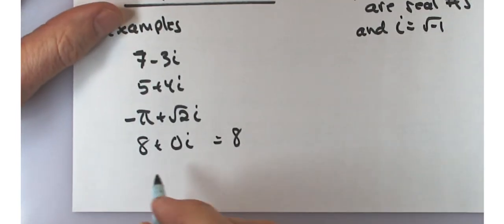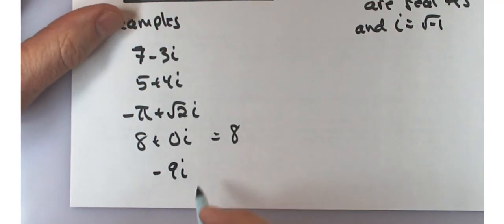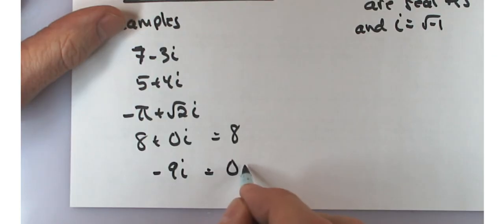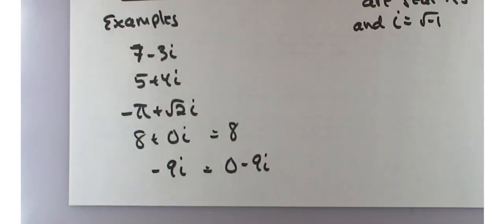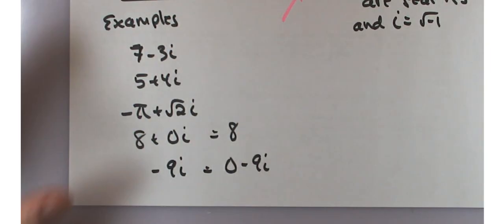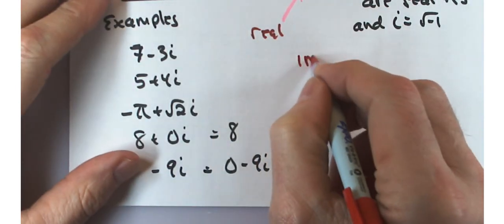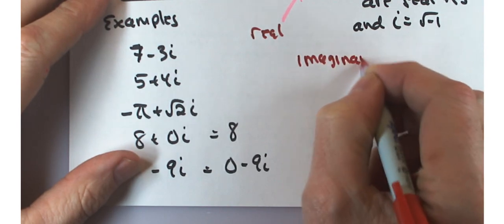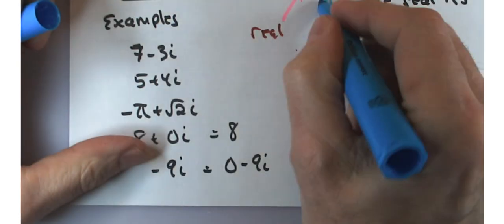You could also have something that's wholly imaginary, negative 9i, for instance. And if you wanted to, you could write it as 0 minus 9i. That's fine as well. But these are all examples of complex numbers. You have what's called a real part. That's this number here. And then, of course, the other part is your imaginary part. And that's going to be this part right there.